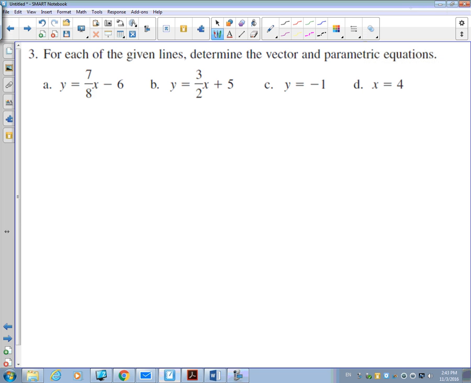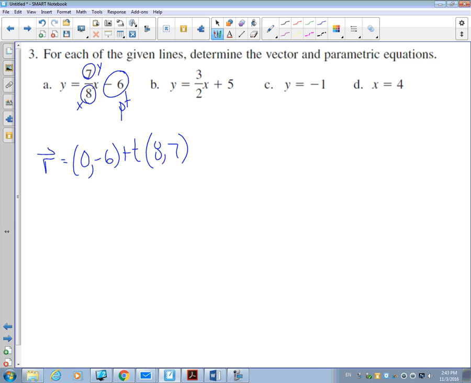In question 3, we're asked to find the equations for each of these lines in vector and parametric forms. So the whole idea here is to figure out a point, which is kind of obvious in this one, and a direction. The only trick with the direction is there's your x and there's your y. So my vector form, my point is 0, -6 plus t. X comes first, so 8 and 7. Okay. X equals 0 plus 8t, though you'll often see just 8t, and y equals -6 plus 7t.